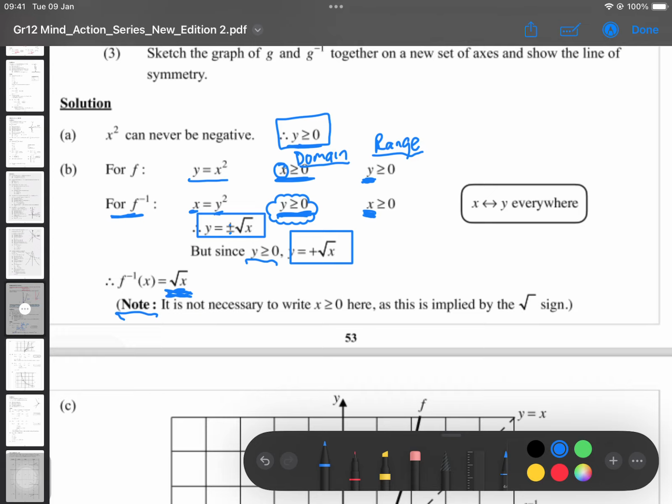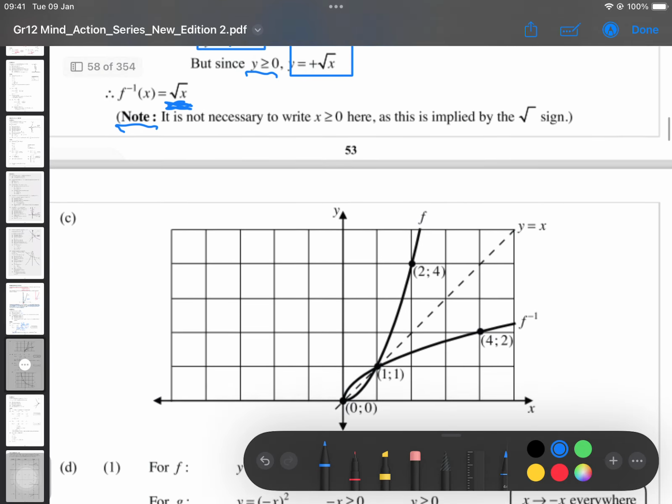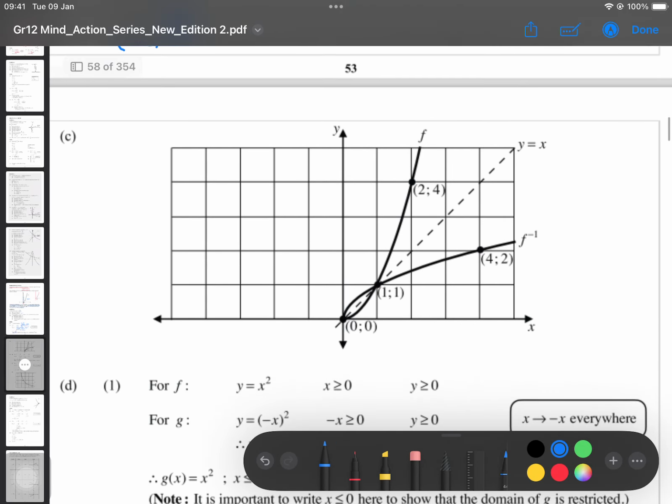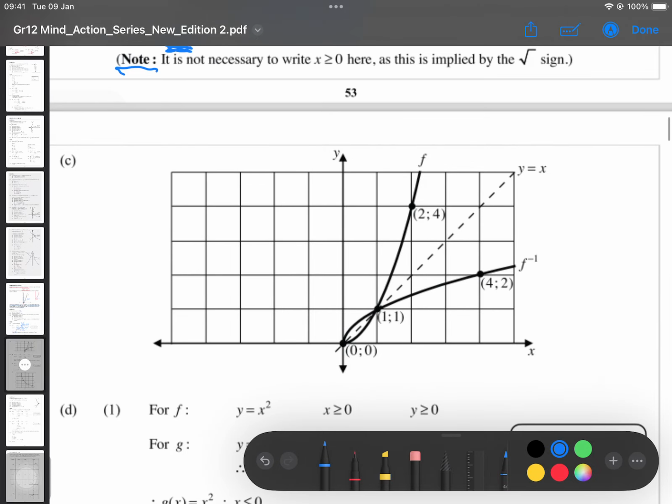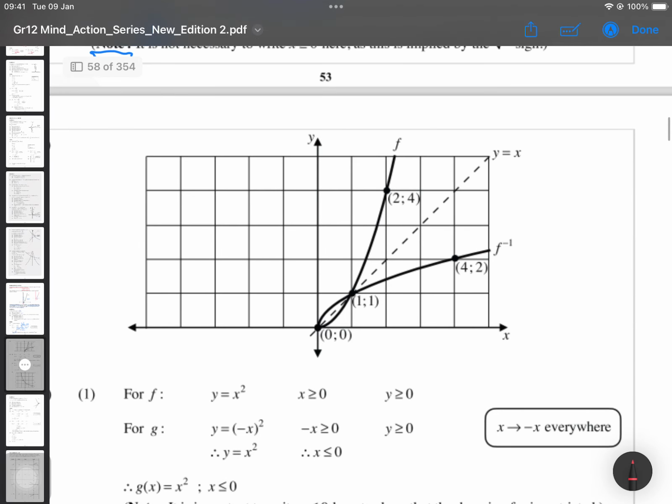And we have a note there. It is not necessary to write the x bigger or equal to 0. Exactly this part, it's not necessary to write it. It's only these two that are important. The other one is not necessarily important because it is implied by the square root. C. Again, we saw that the original was like that, that, and that, and joined the points.